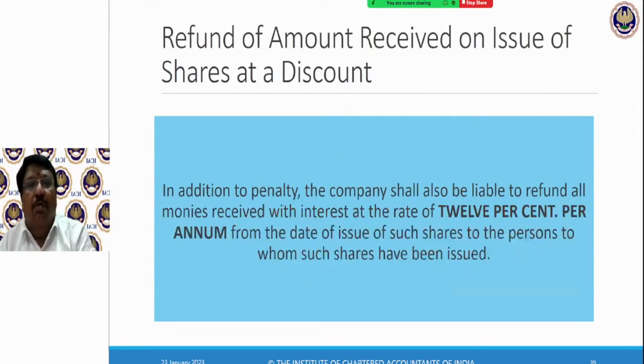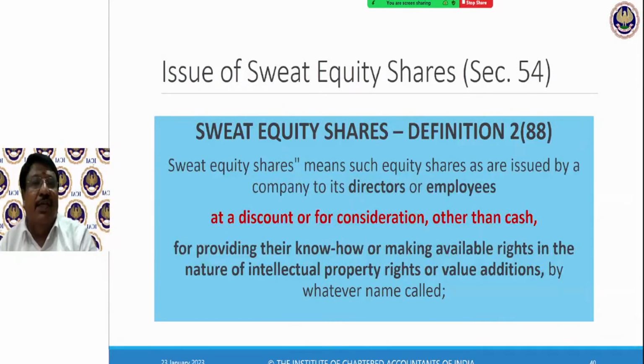Single sentence only, you got it. Sweat equity shares means equity shares which are issued by a company to its directors or employees. See, there's only one full stop at the end. Okay. You want it not in single sentence. You want it in simple terms. Sweat equity shares are shares allotted to employees or directors for providing know-how or intellectual property rights or value additions. So basically, I'm allotting shares to employees or directors for providing know-how or IPR or value addition.